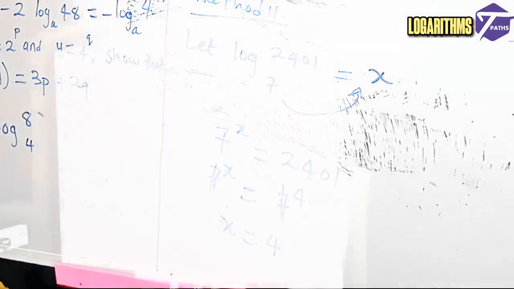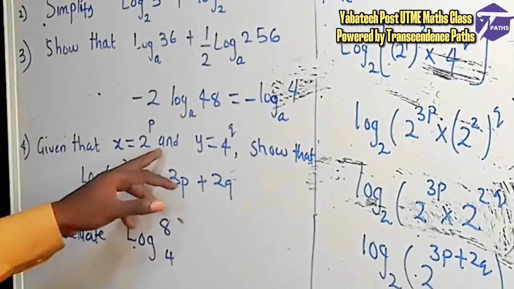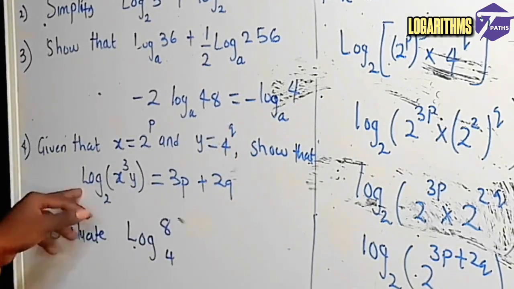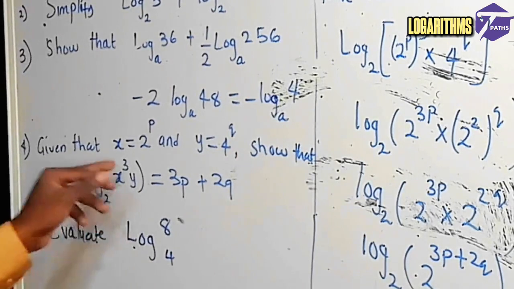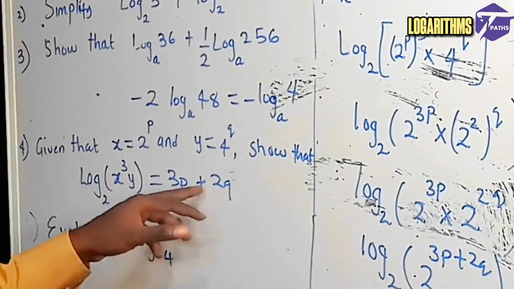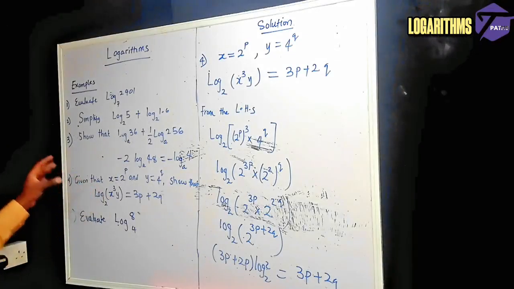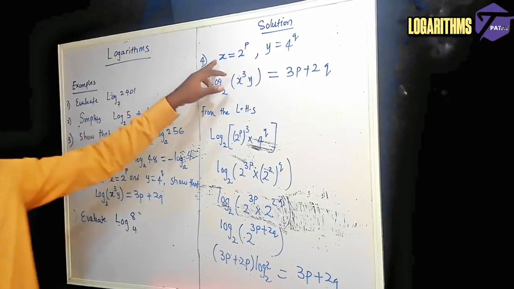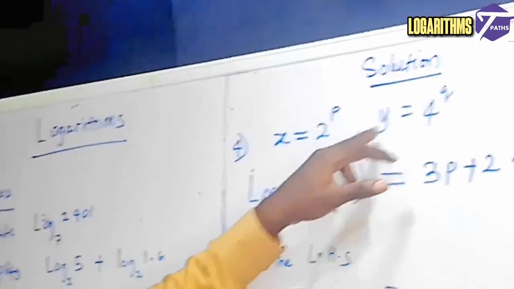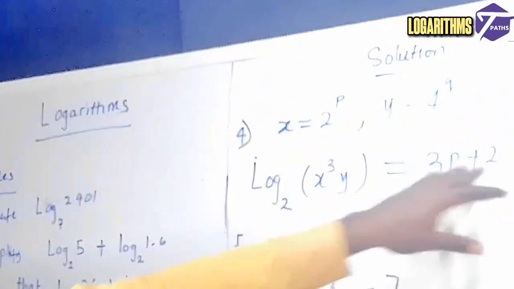Given that x is equals to 2 raised to power p and y is equals to 4 raised to power q, show that log x cubed times y base 2 is equals to 3p plus 2q. So the first thing I'm going to do here is to write the question given to me back. So they gave me that x is equals to 2 raised to power p and y is equals to 4 raised to power q. And they gave me this to evaluate.